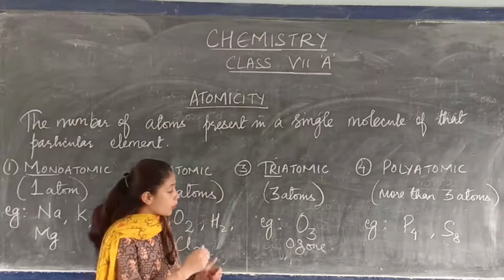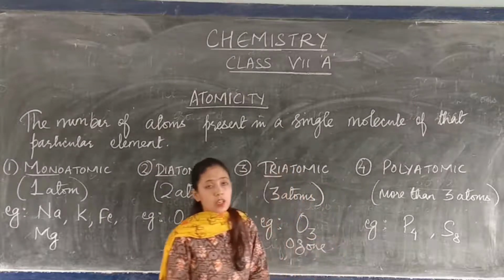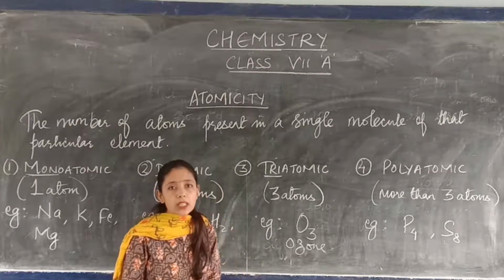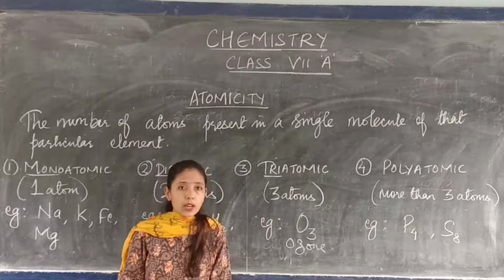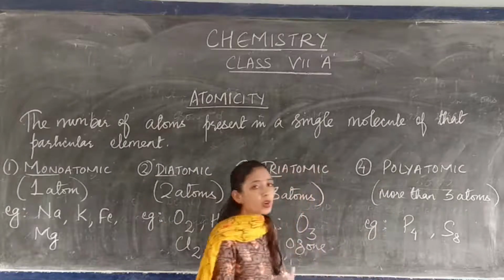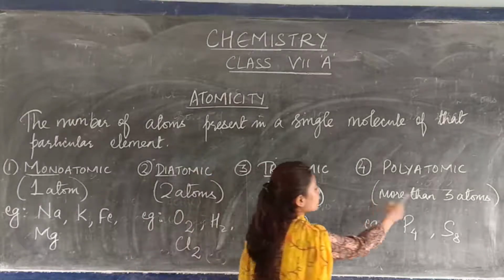Triatomic molecules are molecules which contain three atoms. Now four is polyatomic. Sometimes a molecule may contain more than three atoms, like four atoms, five atoms, six atoms. In that case, that molecule is called a polyatomic molecule. Poly means many, so more than three atoms.